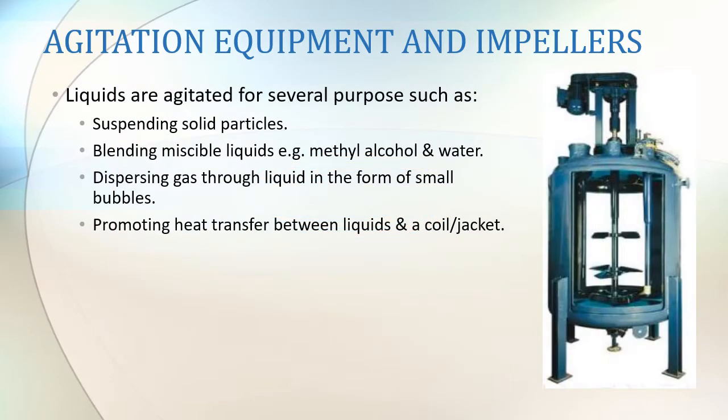Liquids are agitated for several purposes. The first one is suspending solid particles. If you have solid particles in a liquid and you want to suspend them, you use the mixing process. The second one is blending miscible liquids, for example, mixing alcohol and water. The third one is dispersing gas through liquid in the form of small bubbles. And the fourth one is promoting heat transfer between liquid and a coil or jacket.